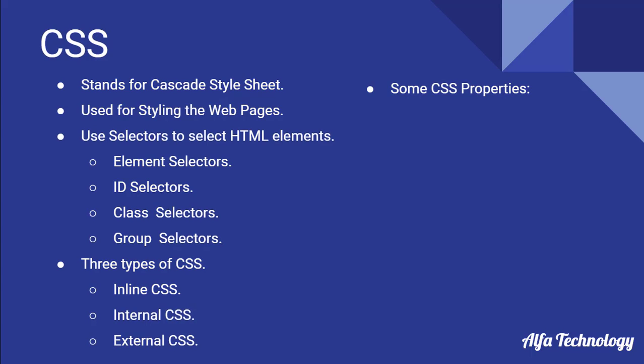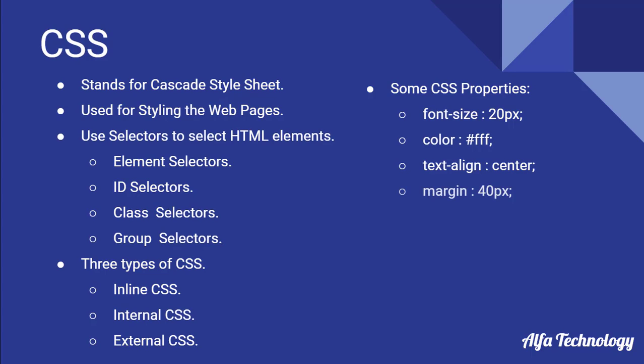Now let's see some of the properties of CSS. CSS has a lot of properties like font size, which can be set to 20 pixels or any number of pixels you want. Color, and here you can provide the color name or the color hexadecimal code, or you can provide the RGBA color code. Text align center, it means you can modify the alignment of the text.